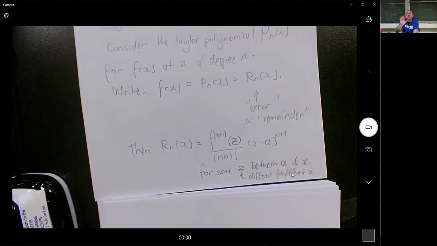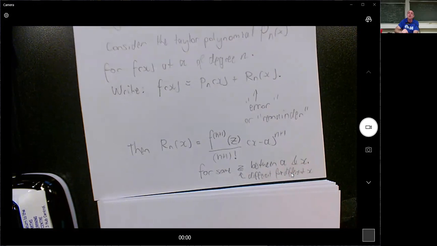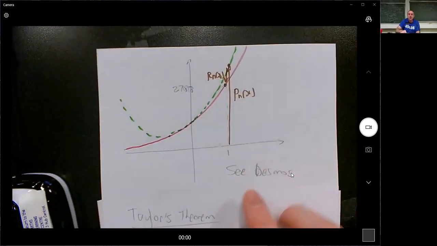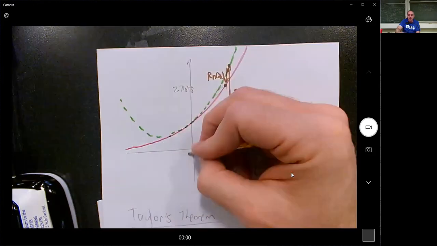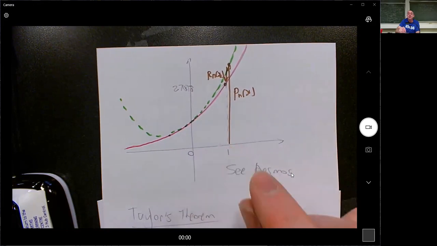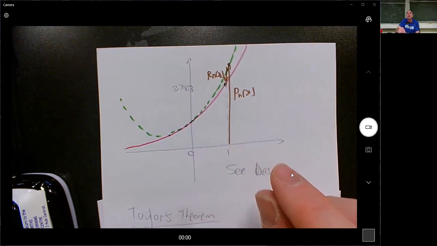It just says that there will be a z somewhere between the a and the x that we're thinking of. So for our function, because it's a Maclaurin series and the centre is 0, there will be a z somewhere between 0 and 1 that gives us the correct answer for this function. But we don't know which one it is, unfortunately.